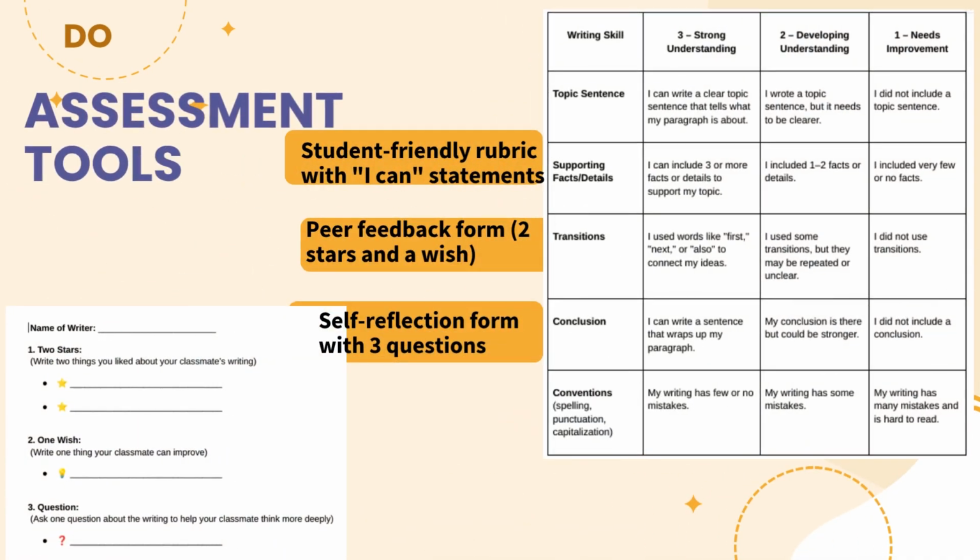Okay, on to the next step. To make the process meaningful, I designed simple tools. A rubric with I can statements, which you can see in the slide here on the right, a peer review checklist on the left, using 2 stars and a wish, and a reflection form asking students what they did well, what they could improve, and how they used peer feedback.